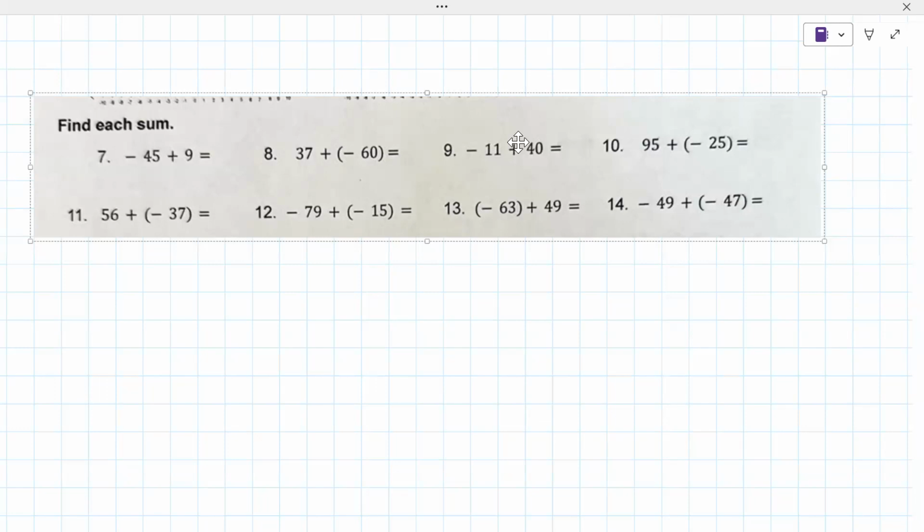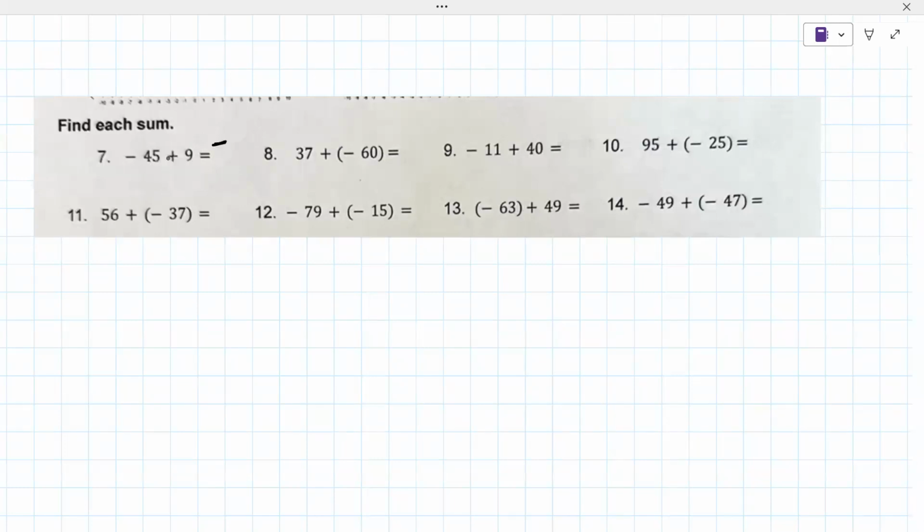So 7, negative 45 plus 9. For number 7, one's positive, one's negative though. So the answer could be negative, could be positive. You first determine the sign, and it is negative.